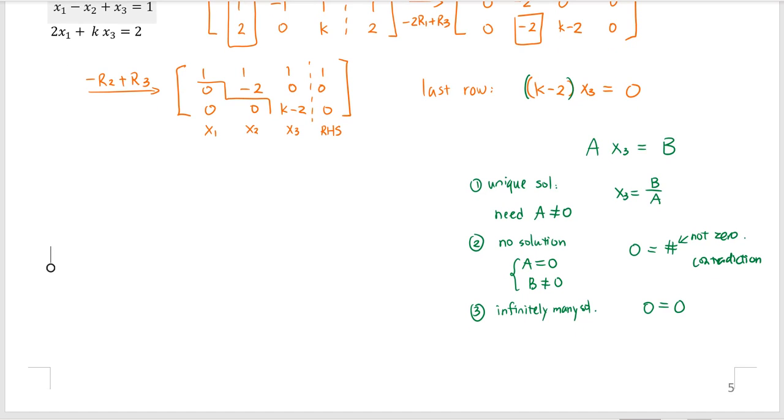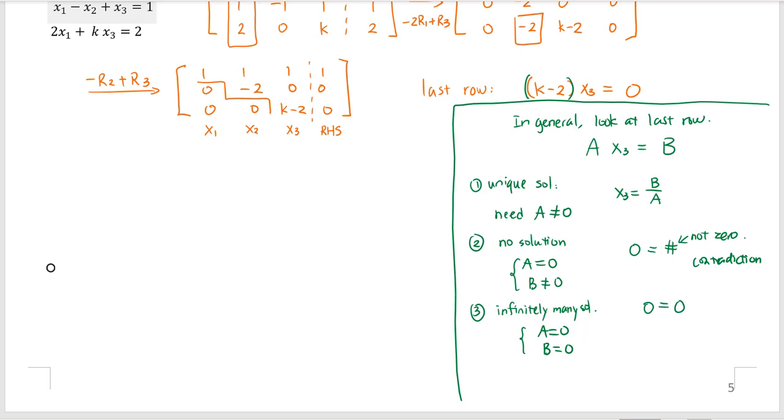So the last row 0 equals 0 means a is 0 and b is 0. Then we can get 0 equals 0. So this is in general. We look at the last row. But for some other problem, maybe you need to look at the second row.